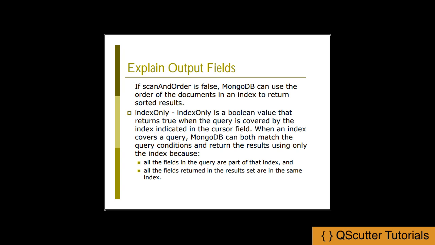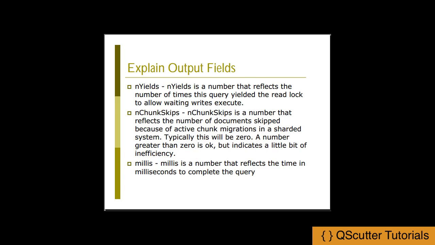indexOnly. indexOnly is a boolean value that returns true when the query is covered by the index indicated in the cursor field. When an index covers a query, MongoDB can both match the query conditions and return the results using only the index. nYields is a number that reflects the number of times this query yielded the read lock to allow waiting writes to execute.